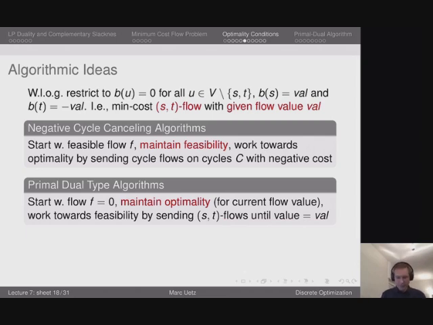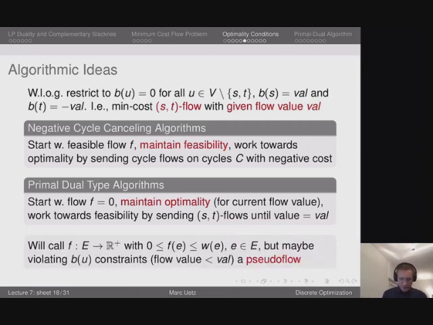For the sake of completeness, we might refer to such flows which violate some of the balance constraints as pseudo flows, even though I'm not really doing much with that word. That would be flows which fulfill all the capacity constraints, but still might violate some of the supply and demand constraints. So that will be the algorithmic idea of the primal dual algorithm.